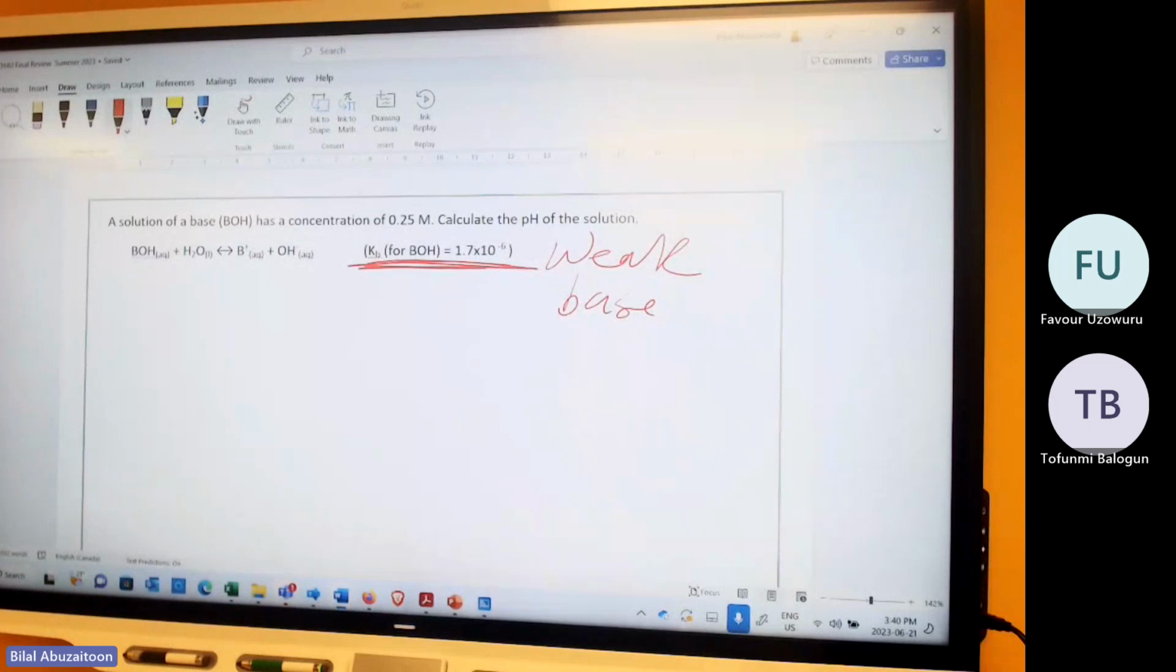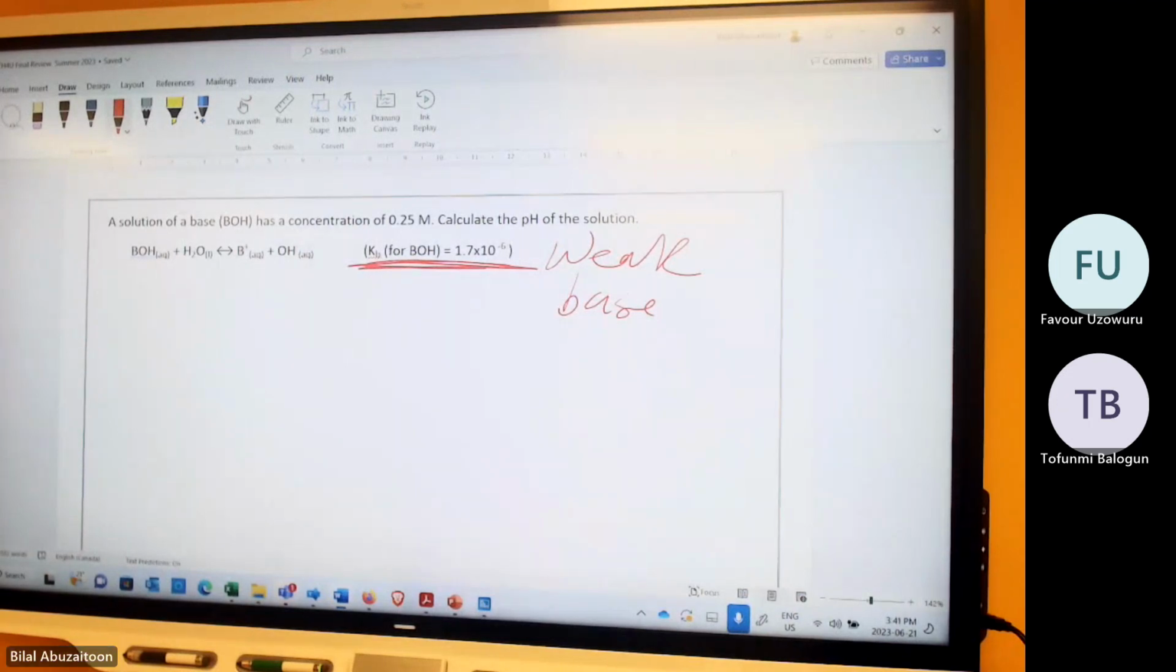What about if it was an acid? If it comes like this, then we still use the ICE table. Now here, this is actually maybe the worst case scenario, to have a weak base and be asked to calculate the pH. This is the maximum of this topic. So if you are able to deal with this, you're good.